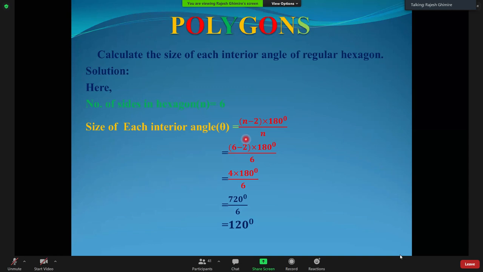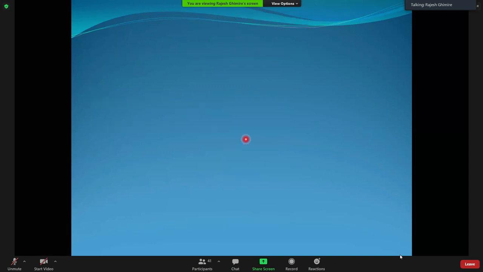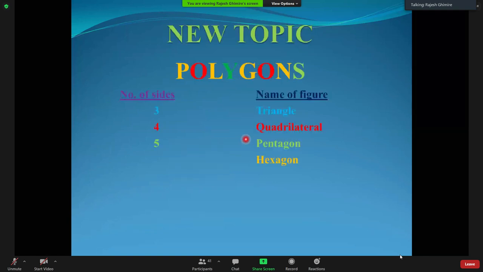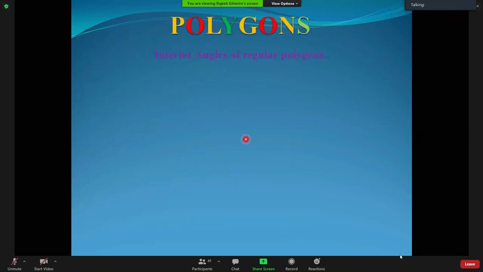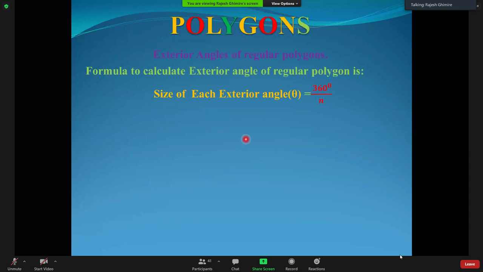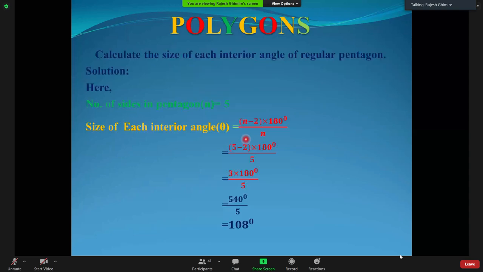What was the angle of the pentagon in the previous slide? It was 108 degrees; we calculated 108 degrees for the pentagon, and for the hexagon we calculated 120 degrees.